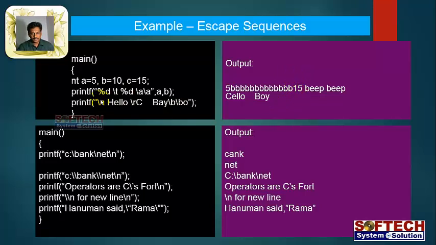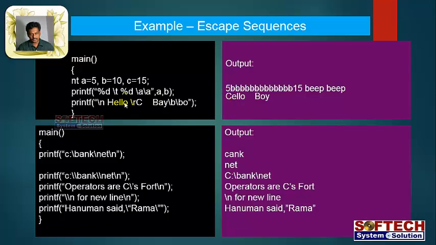printf \n indicates a new line, so after that it comes to the next line. Then it displays hello. Here we use \r. \r is carriage return. What is carriage return? The cursor comes to the beginning of the line. This is \r, carriage return. It displays hello, then with \r the cursor comes to the beginning of the line, placed on the position of H.